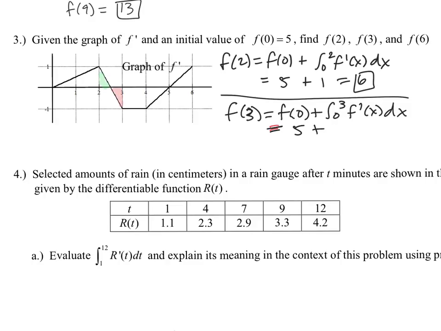I forgot about the area. I was concentrating on these two regions, and I remember we're finding the area from 0 all the way to 3, so it's going to be 1 plus these two areas cancel out. So 5 plus 1 equals 6.